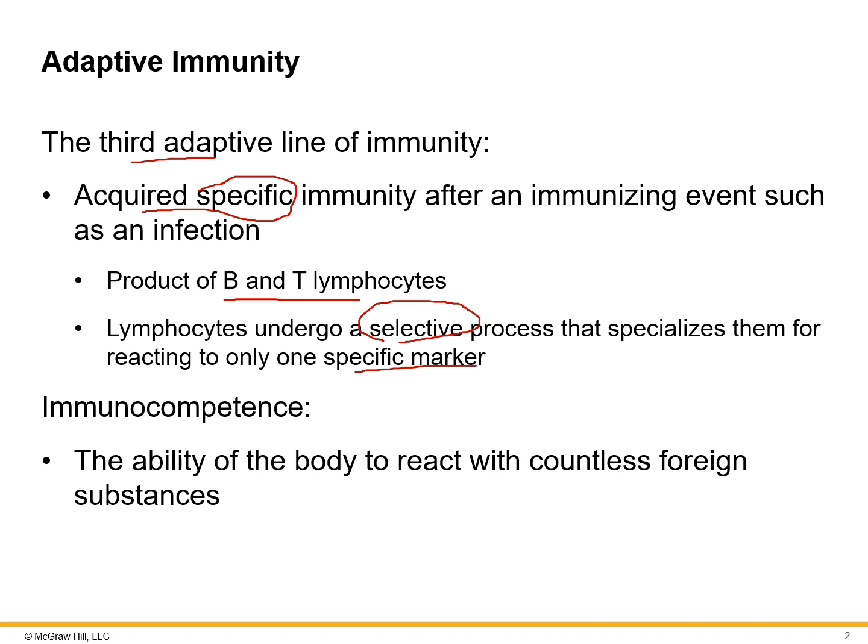And then just a term here, immunocompetence. This is the ability to react to countless foreign substances. So the way that these lymphocytes are designed is that they could recognize a huge variety of different substances, and only those that get activated, if they detect that invader, actually go through multiplication and go through producing antibodies or getting rid of virally infected cells.